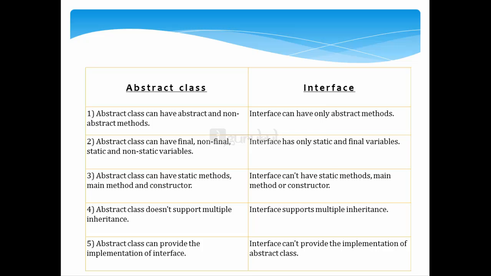Our fifth and last point is that an abstract class can provide the implementation of an interface, but an interface can't provide the implementation of an abstract class. This is something similar to the first point. That means we can have all the methods of an abstract class as abstract, so we will achieve full abstraction. But in an interface we can't have both abstract and non-abstract methods. So in an interface also, all the methods have to be abstract. So these are a few basic differences between abstract classes and interfaces.